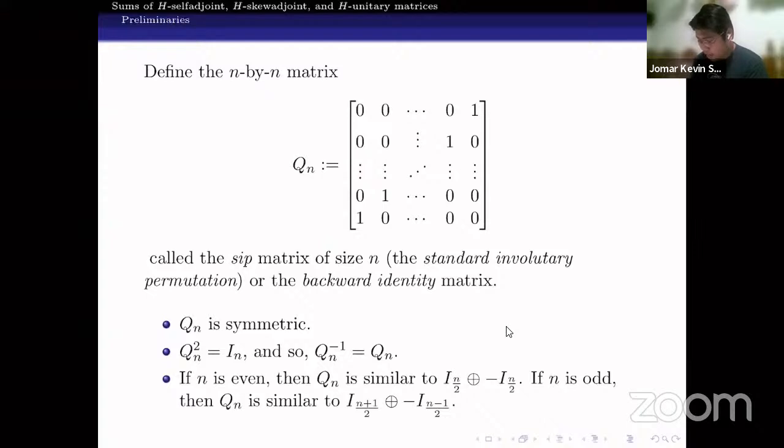As for the eigenvalues, if n is even, then Q sub n is similar to this direct sum. That means Q sub n has n over 2 positive 1 eigenvalues, and n over 2 negative 1 eigenvalues, if n is even. If n is odd, Q sub n is similar to this matrix, so we have (n plus 1) over 2 positive 1 eigenvalues, and (n minus 1) over 2 negative 1 eigenvalues.